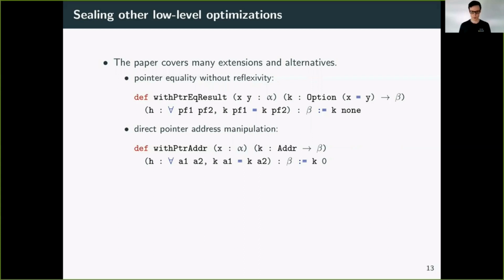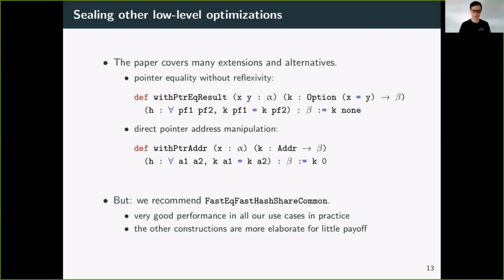Perhaps the surprising part of this is that this precondition isn't too restrictive. And we show in the paper that indeed we can do many, many sophisticated constructions using with pointer adder. And in fact, combining with pointer eq result and with pointer adder, we can implement pointer caches from first principles, and we can implement share common from first principles, and so forth. But we recommend the fast eq, fast hash, share common approach in general. It gives very good performance in all our use cases in practice. It's simple, and the other constructions are significantly more elaborate for very little payoff.